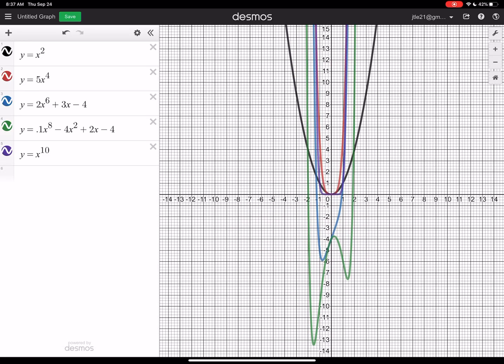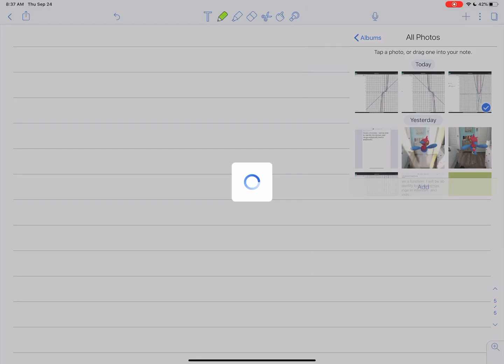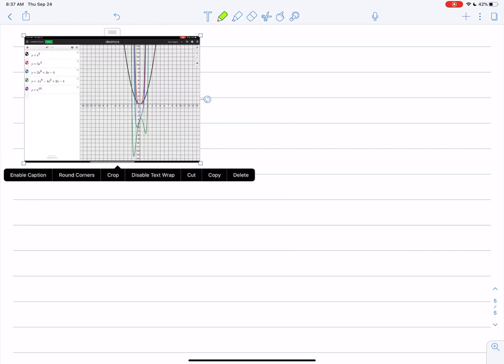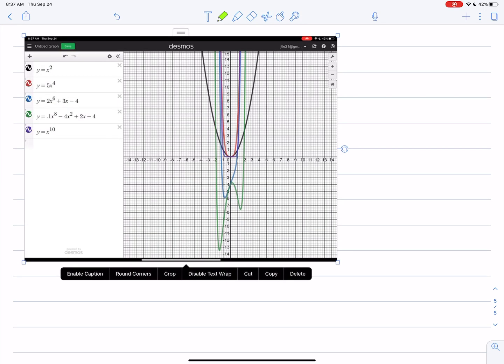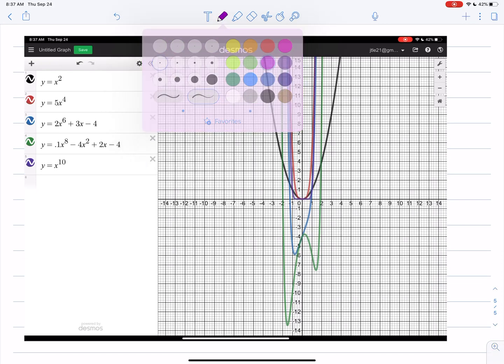So notice how, although all the functions are very different, what does that say about their end behavior? Okay, so let's examine that real quick. Notice how some of them go a little bit crazy, like that green function right there wiggles a lot. But remember, we don't care about what happens in between. We care about what happens at the end behavior.